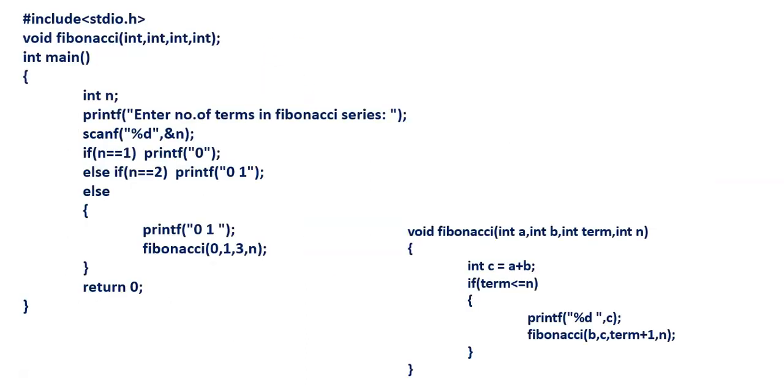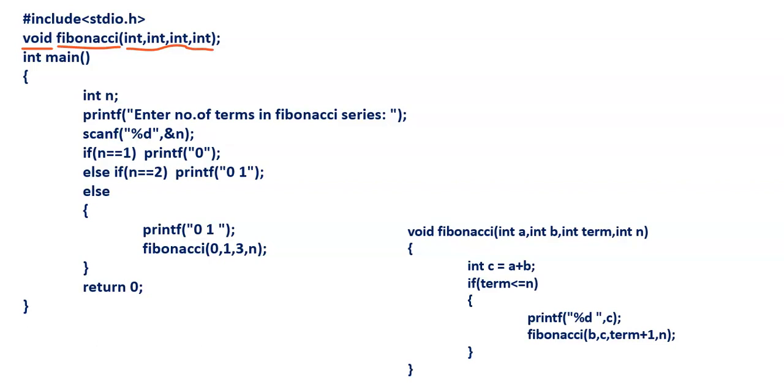Now we see the program here. Initially we are taking a Fibonacci function. The name of the function is Fibonacci and its return type is void. That means it is not returning any value, and it is taking 4 arguments here. The 4 arguments are of type integer.